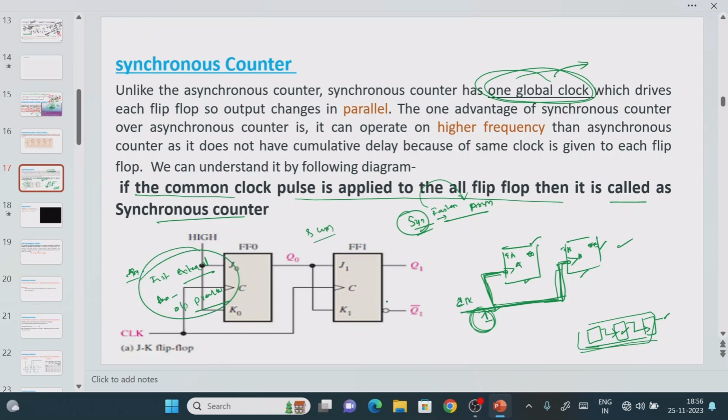Now what do you mean by synchronous counter? If a common clock pulse is applied to all the flip-flops, whether 3 flip-flops, 5 flip-flops, whatever it may be, then it is called the synchronous counter. Synchronous counters are much faster than the asynchronous counter. Why? Because it works based on the common clock pulse, whereas the asynchronous one works based on individual clock pulses, right?